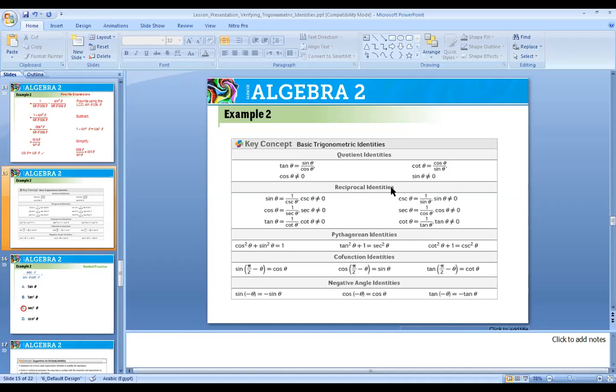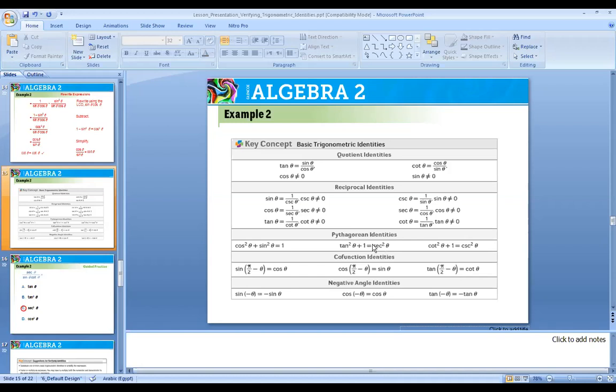And also the reciprocal identities. The reciprocal of sine is cosec, the reciprocal of cosine is sec, and the reciprocal of tan is cotan. So also if we have sec, cosec, or cotan, we can change them into the three main trig functions, which are sine, cosine, and tan.